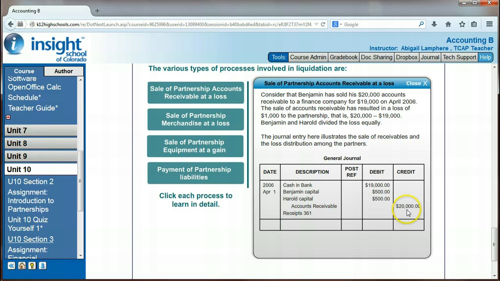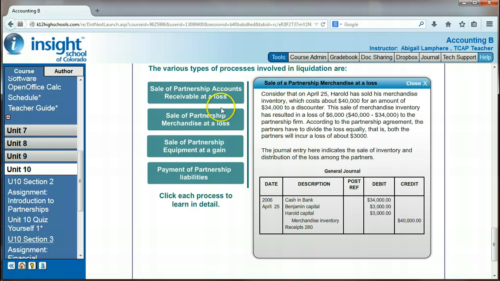So we credit accounts receivable, that closes that account out, but keep in mind our debits and credits still need to equal. So we received $19,000 in cash and $1,000 in total from the partners, which makes our debits and credits equal.